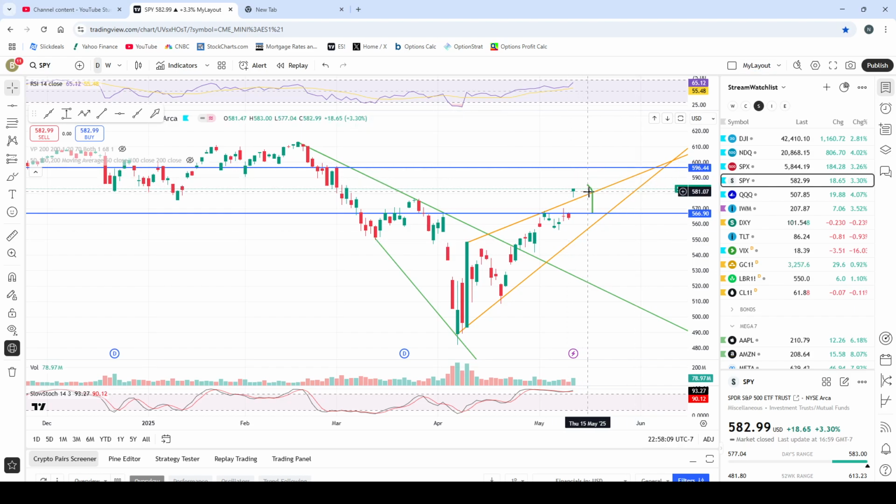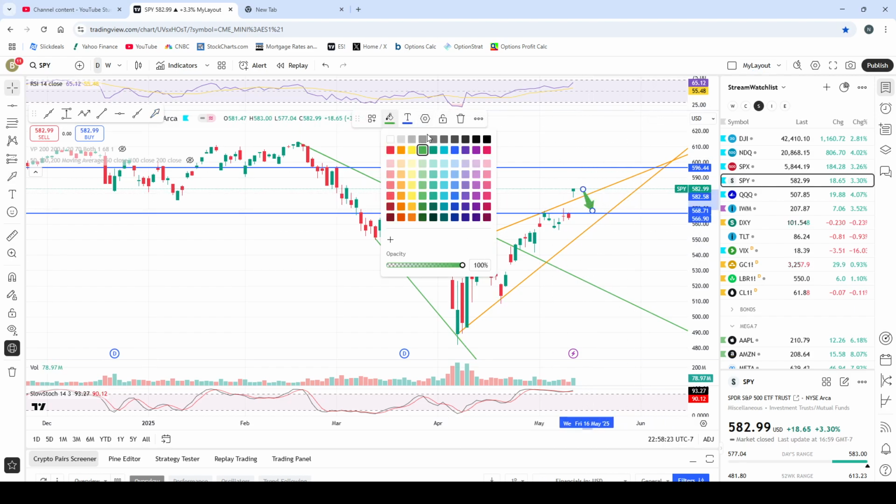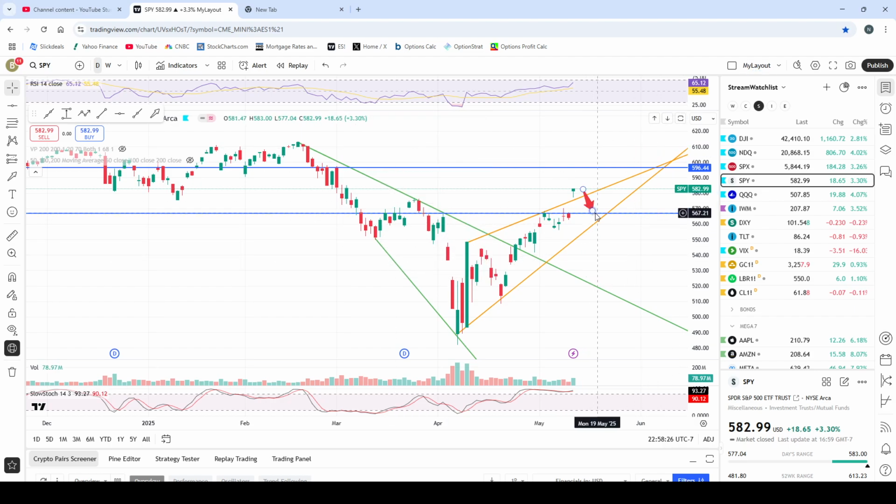So I expect it to come back down here, and then because it goes down, I put a red, right? And let me put the level so it's easy to see. So 567. Okay. So that is how I predict the direction of a stock based on the pattern.